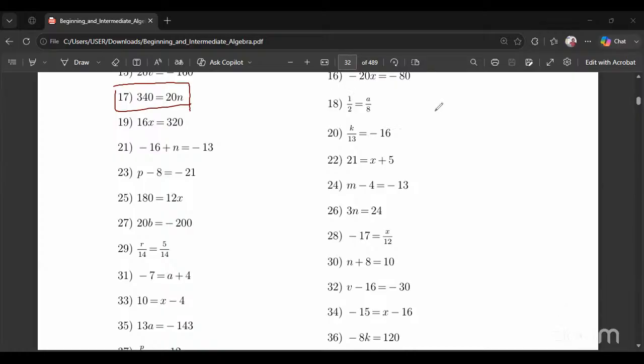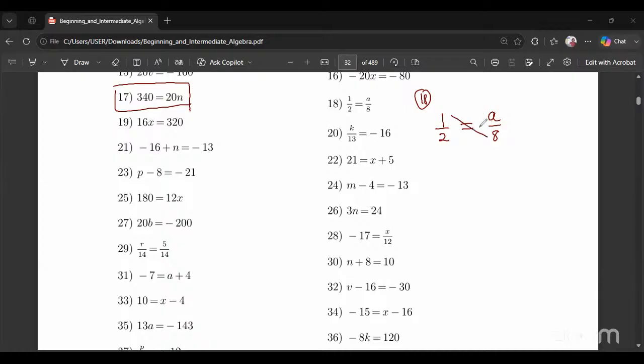So question 18, we have 1 upon 2 in the left hand side, and that is equal to a upon 8 in the right hand side. By now, you must have learned what is left hand side and what is right hand side, and you must have also learned how to cross multiply. If you see this problem, one of the easiest ways to go about solving it is just to cross multiply.